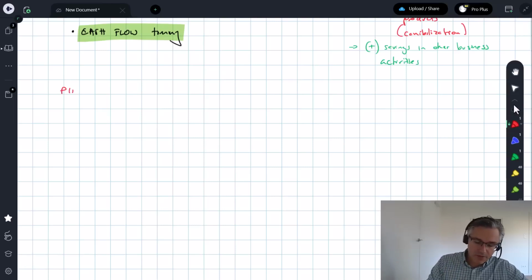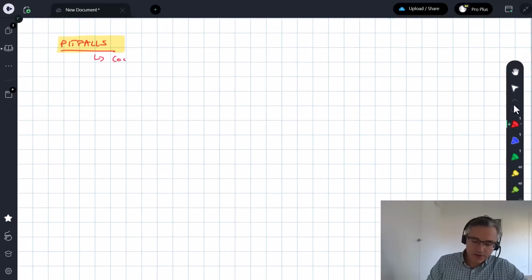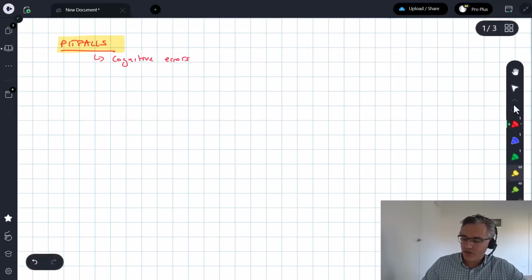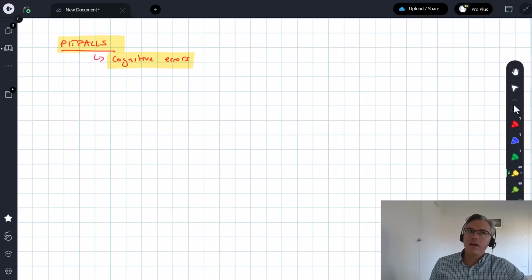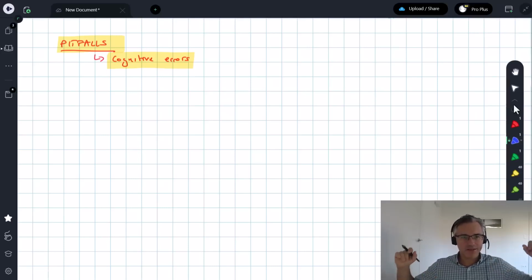Okay, what about some of the pitfalls, some of the big mistakes that people make? Well, these are split in your book into cognitive errors and emotional biases. So cognitive errors are the more technical errors that we make. The behavioral biases are more of the emotionally influenced errors that influence our thinking.